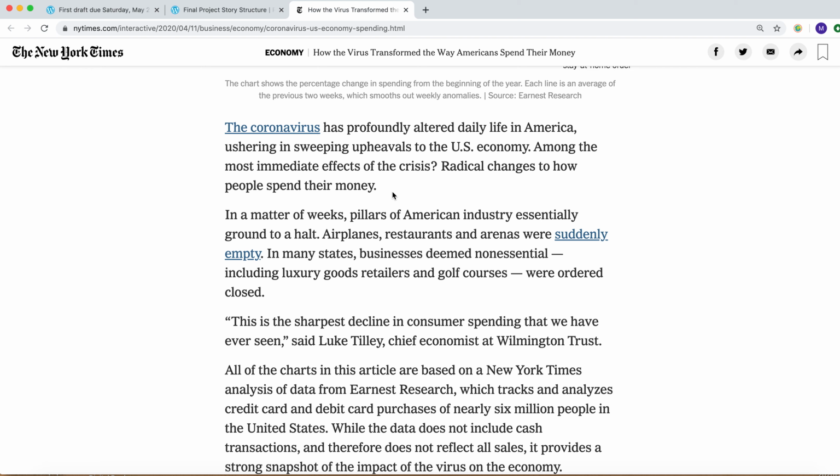So here's the lead. The coronavirus has profoundly altered daily life in America, ushering in sweeping upheavals in the U.S. economy. Among the most immediate effects of the crisis, radical changes in how people spend their money. In a matter of weeks, pillars of American industry suddenly ground to a halt. Airplanes, restaurants, arenas were suddenly empty. In many states, businesses deemed non-essential, including luxury goods and golf courses, were ordered closed. So this is your lead here. It's changed how people spend money, and this illustrates it in some concrete ways.